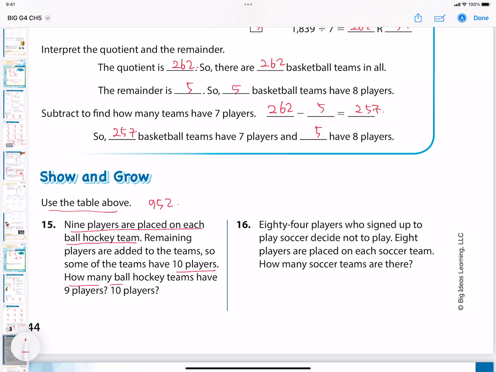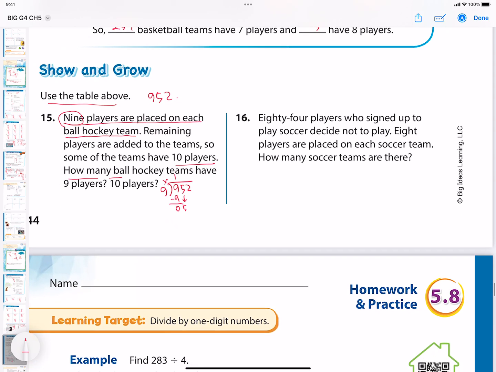Okay, so we are going to divide this 952 by 9 because each team has 9 players. We know 9 times 1 is 9. Closest one, 0, and 5 down. And 5 is less than 9, which means you couldn't do anything in this place, so put 0 on it. And then bring the next number down.